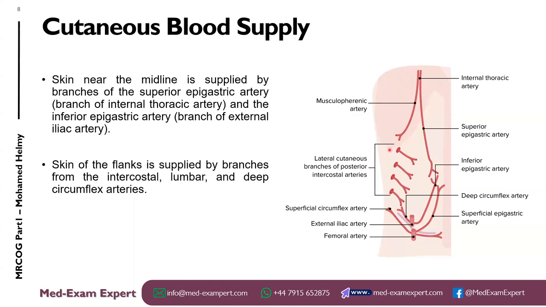The skin on the lateral side, or we say it's the skin of the flanks, they get blood supply from the intercostal, lumbar, and deep circumflex iliac arteries, or the circumflex iliac arteries in general. We have the superficial and the deep circumflex iliac arteries, and we have the intercostal, as well as the lumbar arteries.